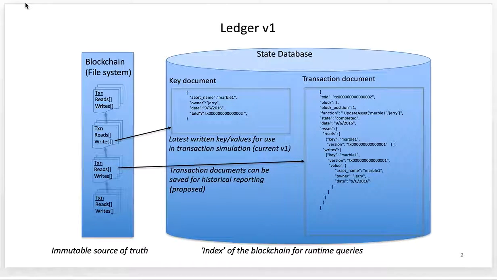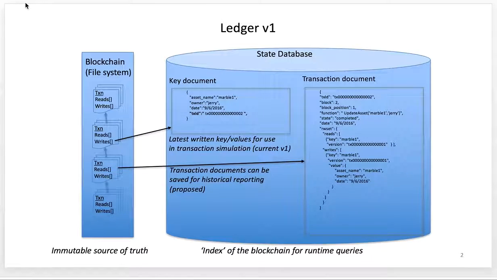Okay, so in version 1, the blockchain ledger itself is comprised of two different data stores. The first is the actual blockchain. That's the immutable source of truth, and that is written to the file system. And then there is a state database, which you can think of as an index into the blockchain, and this is for optimized runtime queries.